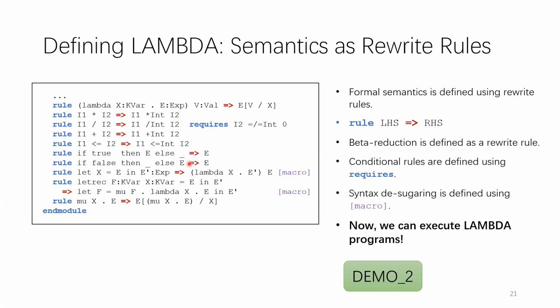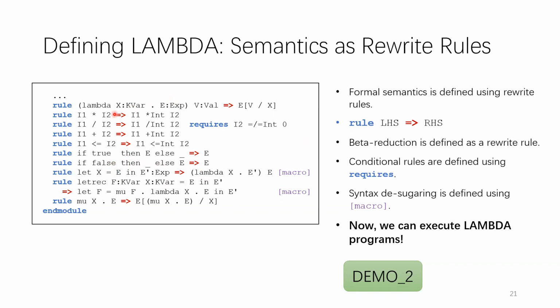If the current code is if false, then underscore, else E, then it rewrites to E. These two rules together give a complete definition of the if-then-else statement. The reason that it is complete is because in the syntax part, if you still remember, we defined if-then-else to be strict of 1, which means that it is strict in the first argument. So here we can assume that the first argument has already been fully evaluated to a value, and thus it is a value, either true or false, the Boolean values. So we only need to consider two cases, whether it's true or false.